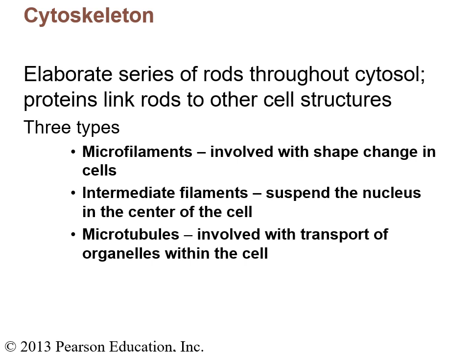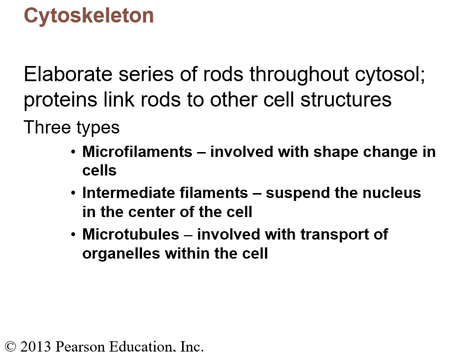Now, the cytoskeleton is an elaborate series of rods throughout the cytosol. And they're proteins that link the rods to other structures. Remember, we talked about those peripheral proteins inside the cell membrane that can be used to anchor these cytoskeletal elements. But there are 3 types. The smallest are the microfilaments, and an example of microfilaments would be actin and myosin.